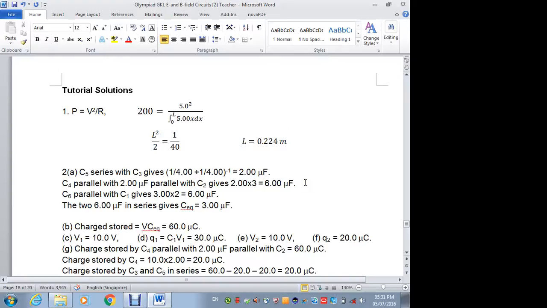So after working out, the charge stored will be just V times CEQ. V is the PD of the source, right? Then you get 60 microcoulomb. V1 is 10 volt.